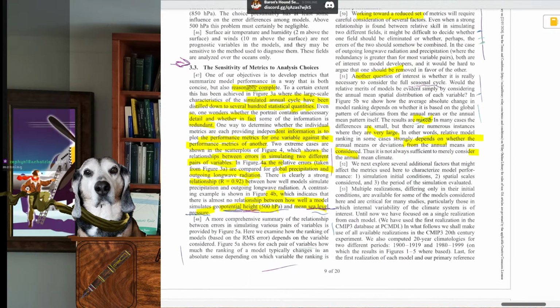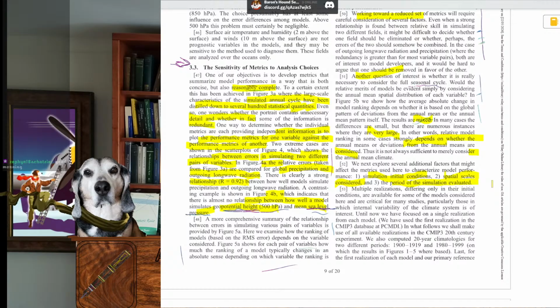Okay. We next explore several additional factors that might affect the metrics used here to characterize model performance: 1, simulation of initial conditions; 2, spatial scales considered; and 3, the period of simulation evaluated. We'll see where it goes with this.